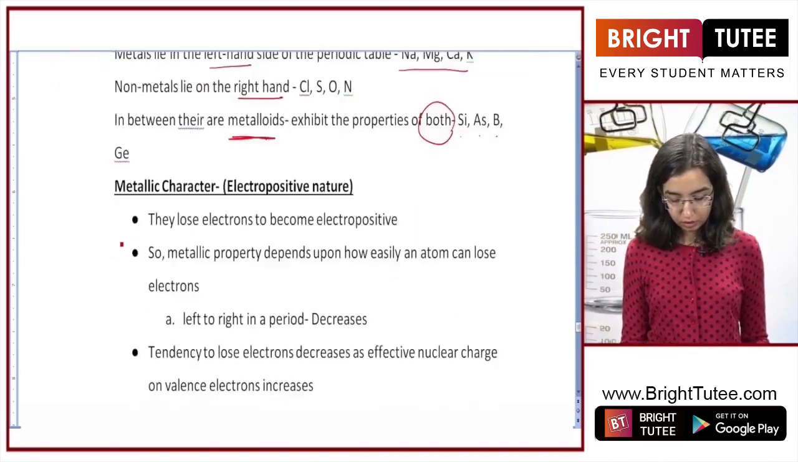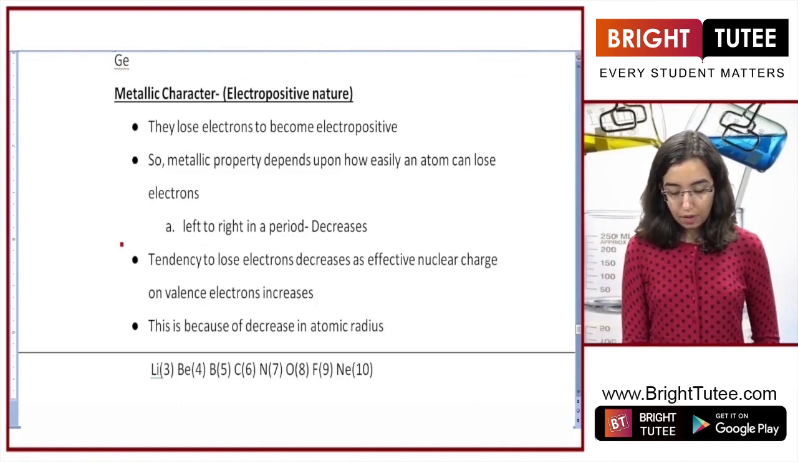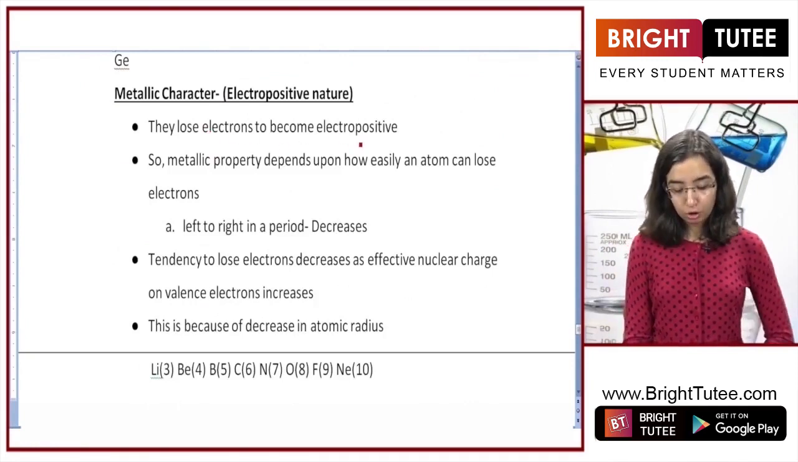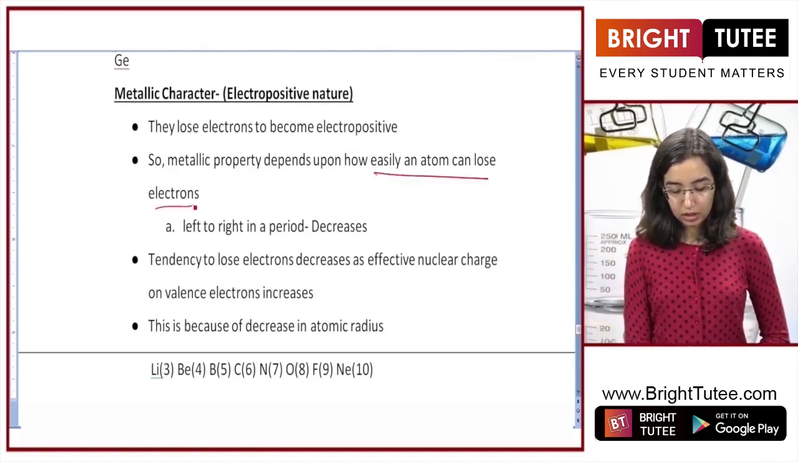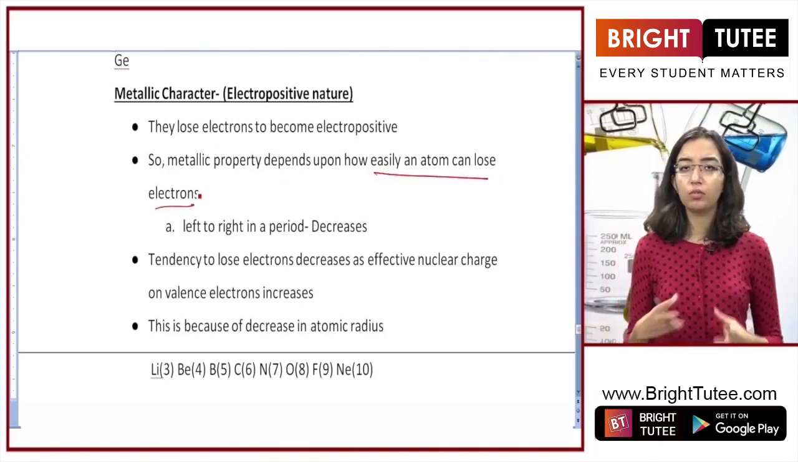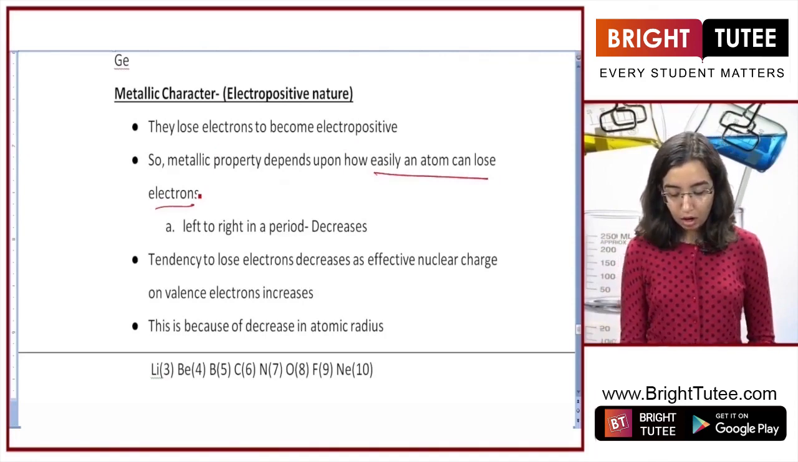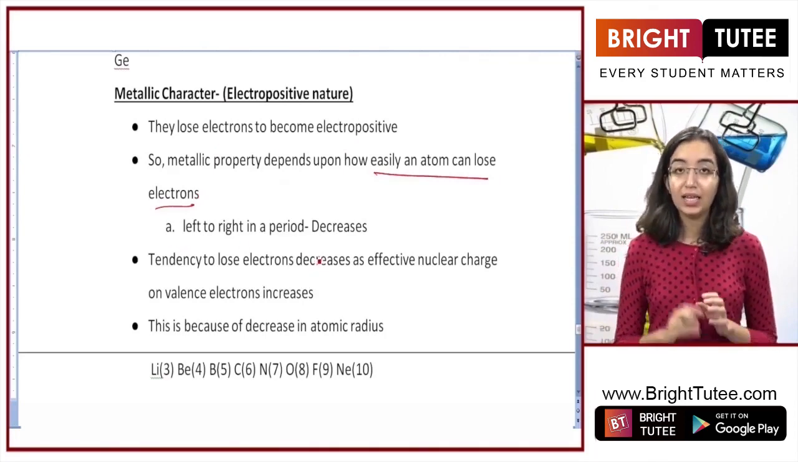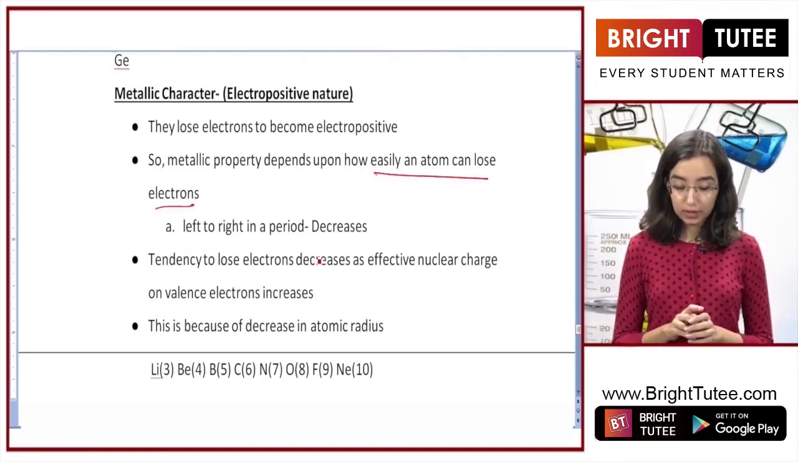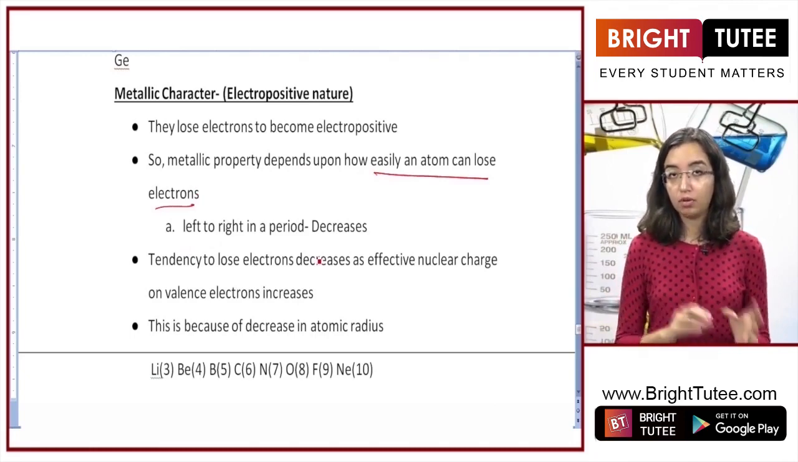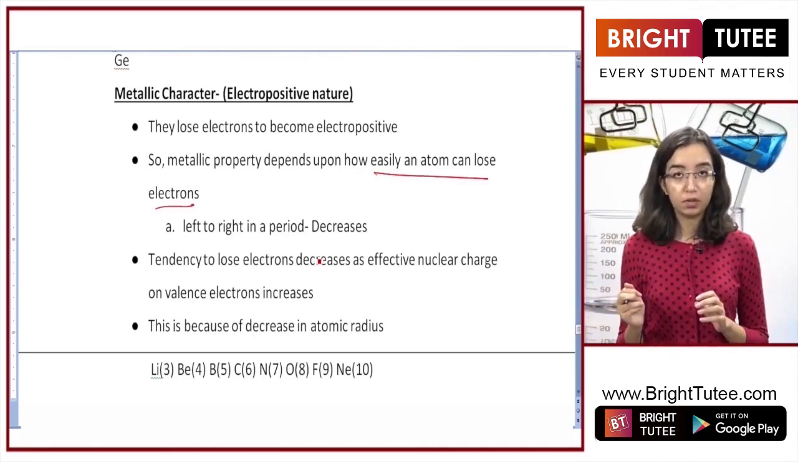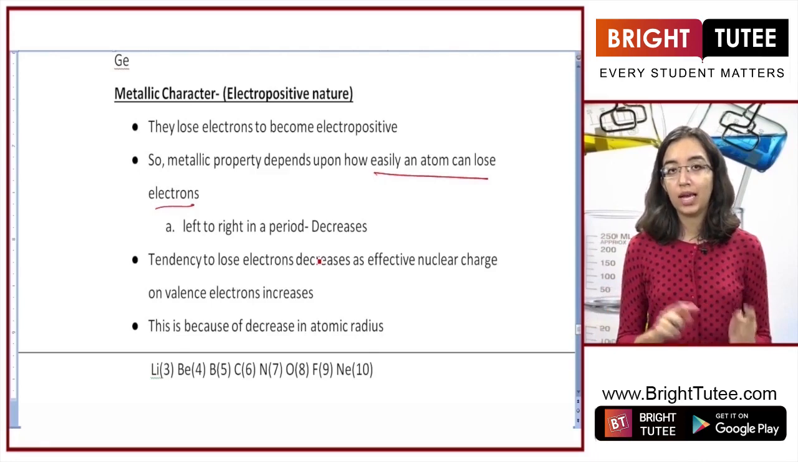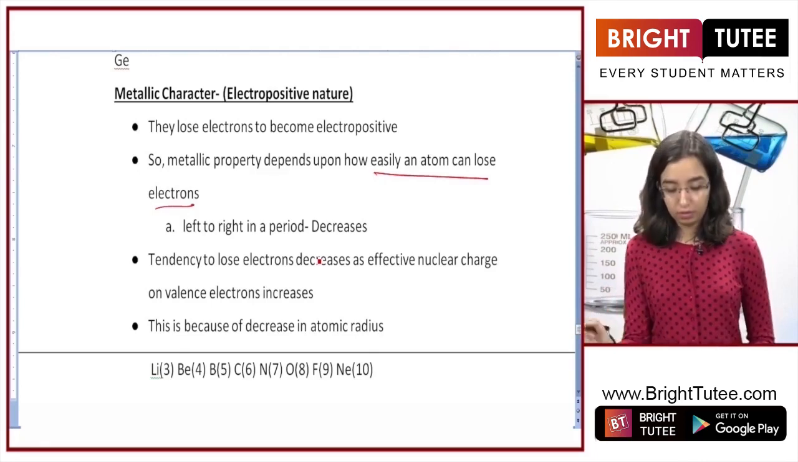or down the group? Metallic character means the ability to lose electrons and become electropositive. The metallic property depends upon how easily an atom can lose an electron. The easier it is to lose an electron, the more metallic an element is. When we go left to right, the metallic character decreases. You've seen that when we go left to right, the number of electrons is increasing, and that is why it will be difficult to remove so many electrons from the outermost shell. That is why metallic character decreases as we go left to right.